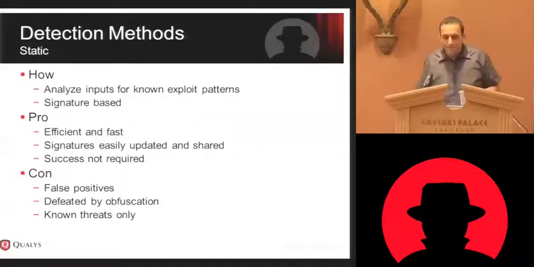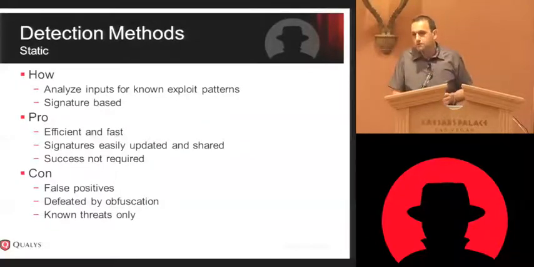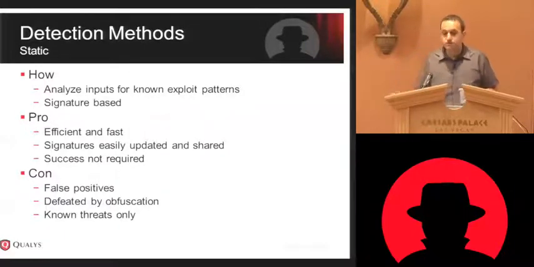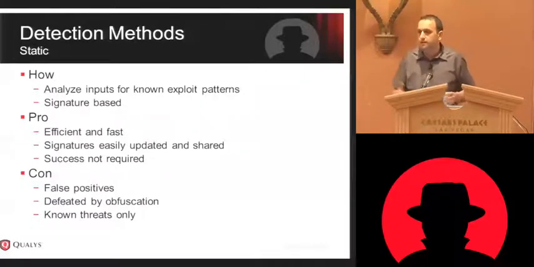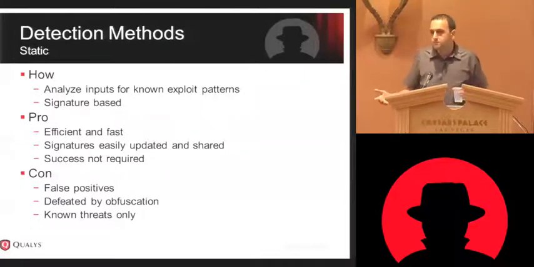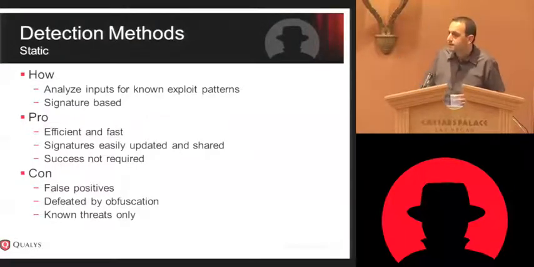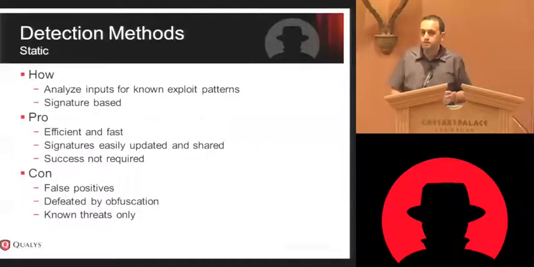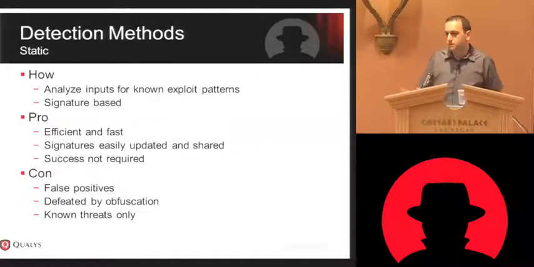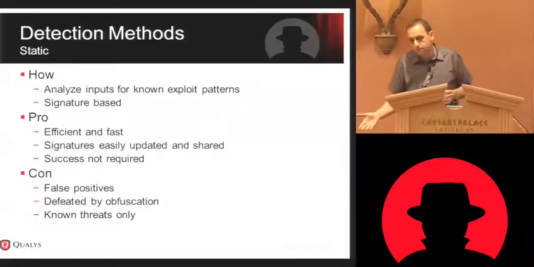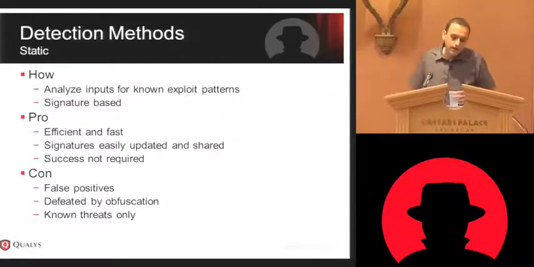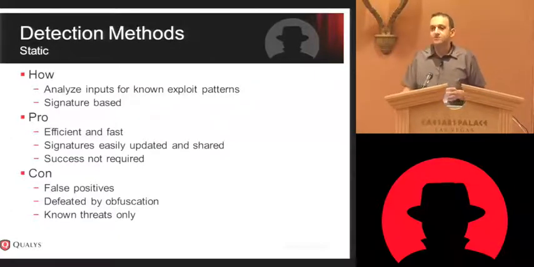So while I personally don't like this method, it has a lot going for it as well. It's very quick. It's very, very computationally cheap. Signatures are easily updated and shared around. It's the reason that antivirus companies take this approach. It's pretty simple, and it's pretty first gen. And it doesn't require success. So even if your exploit fails and still looks like a known exploit, I'm going to pick it up. So that's a plus.